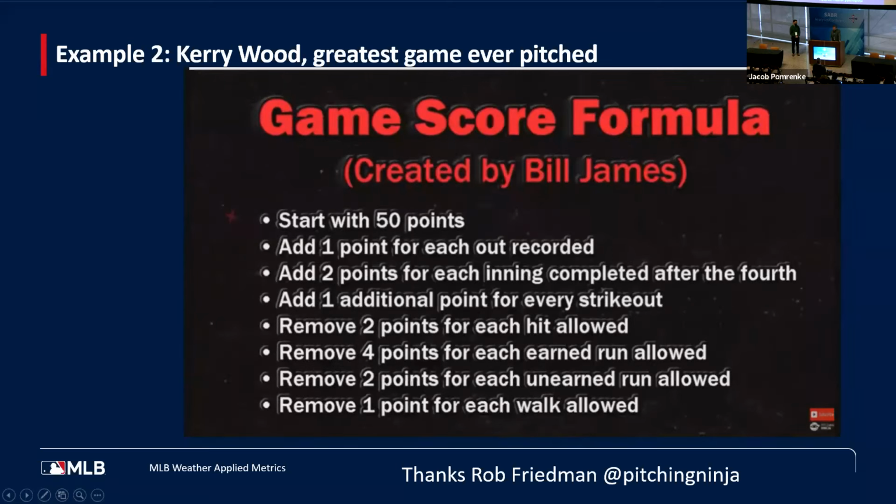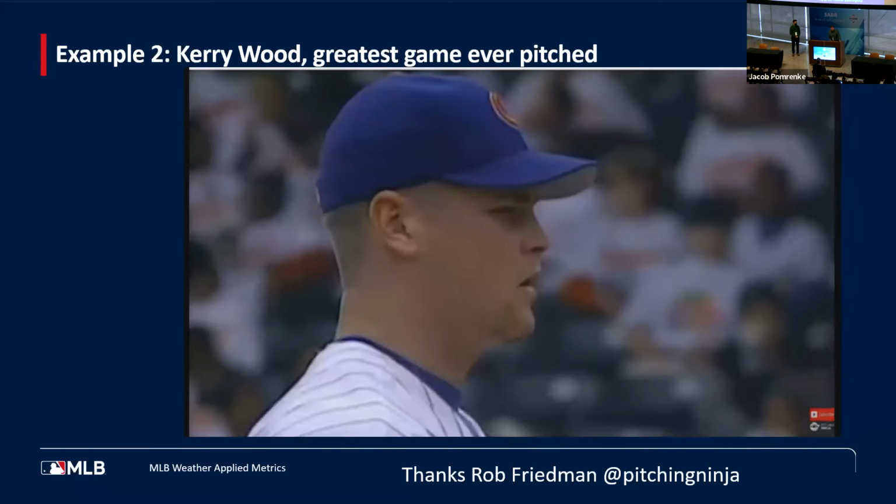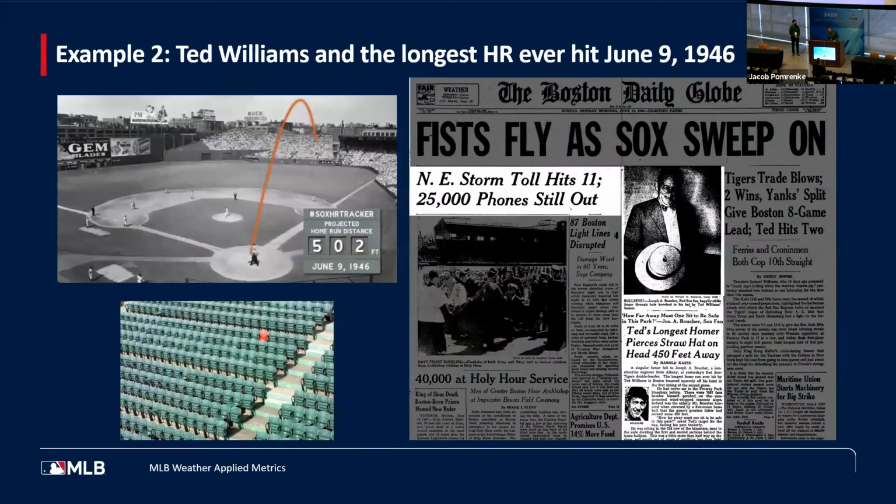Kerry Wood's game score for this game was 105. All right, I'm gonna move on from that example, but his ball was really moving that day. That's my favorite game ever to see, and I think his fastball would have been even faster if he wasn't pitching into the headwind that day.